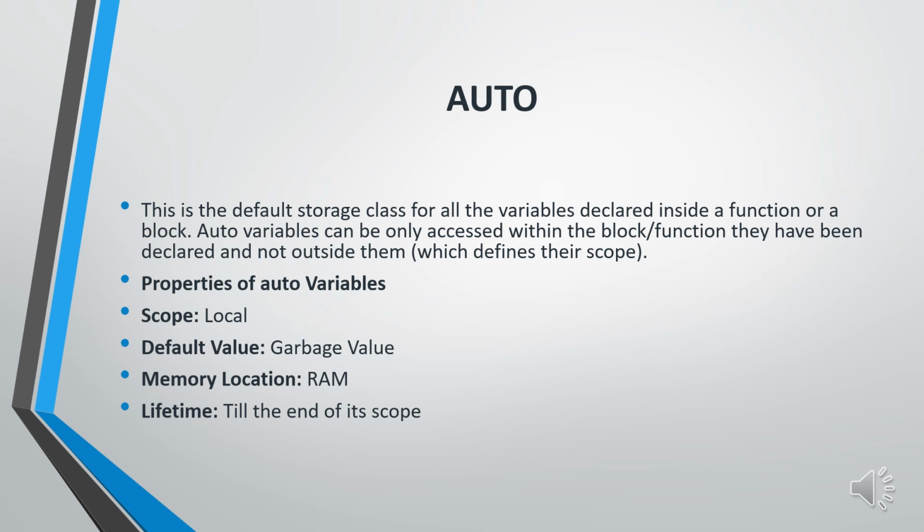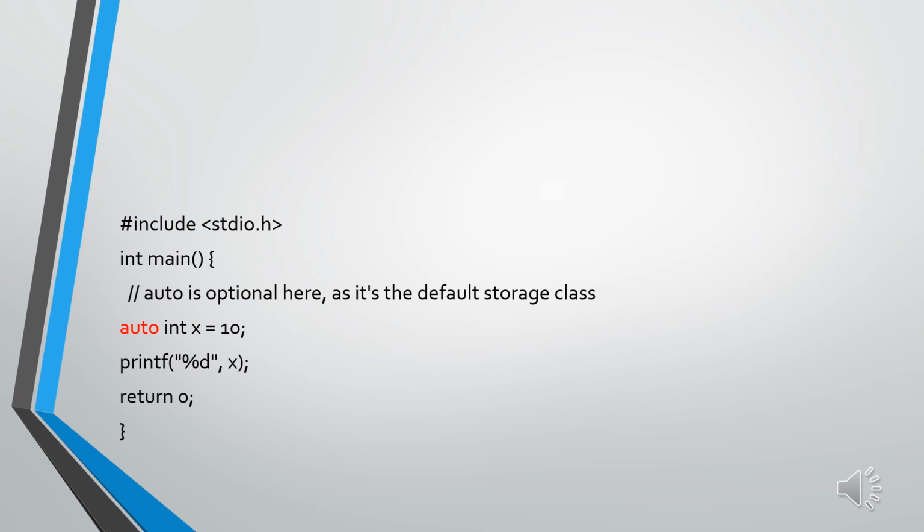Every time the block is entered, the variable declared with an initializer is initialized. The auto variables are stored in the primary memory of a computer. If the auto variables are not initialized at the time of declaration, then they contain some garbage value. The following code uses an auto integer. Here we use the auto keyword in front of the integer x. This is optional because it is the default storage class.